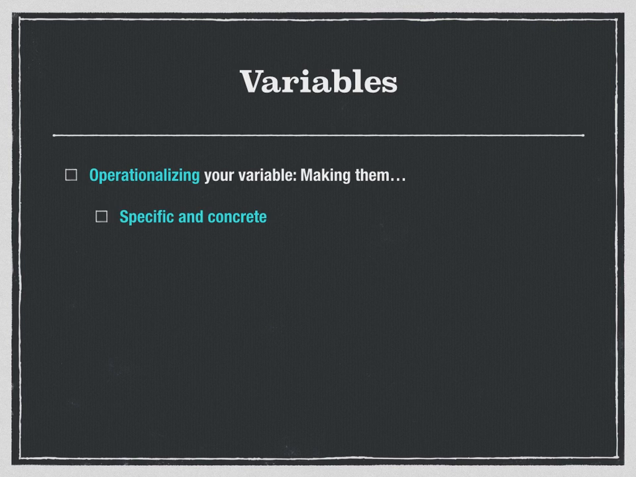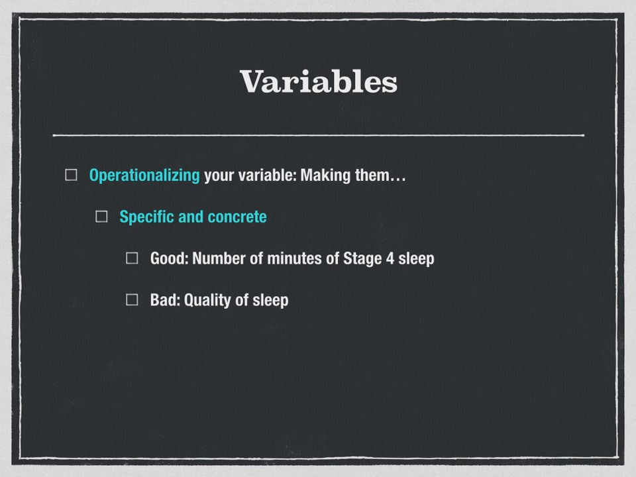A good variable is operationalized, or in other words, you've communicated exactly what they are and what is being measured. So for this to be the case, the variable should be concrete and specific. Instead of trying to measure the quality of sleep, which is a good concept, but not a very good variable because it's fairly vague and we don't really know what we mean by quality of sleep, you should try to measure, among other variables, the number of minutes of stage 4 sleep. This is very specific. We're talking about a very specific stage of sleep and a very specific unit of how you're measuring it.